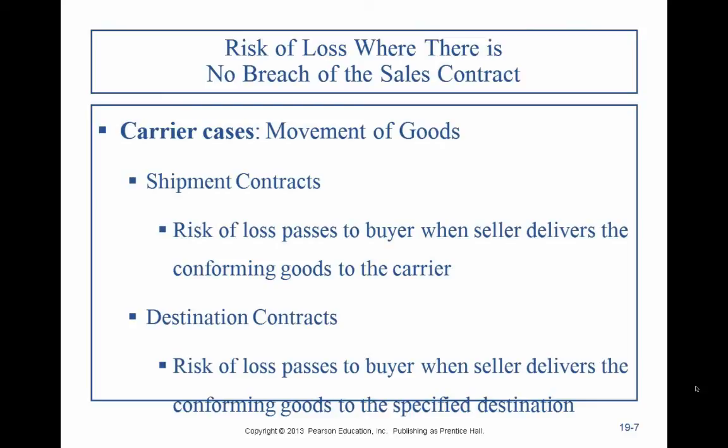Either the buyer has rolled the die and is taking the chance that it's very unlikely that something will happen, or they have proper insurance to protect them from this time forward. Destination contract. Risk of loss passes to buyer when seller delivers the conforming goods to the specified destination. So here, the risk of loss will not pass until, for example, if I have my business in Short Hills, New Jersey, someone knocks on my door and makes a delivery.